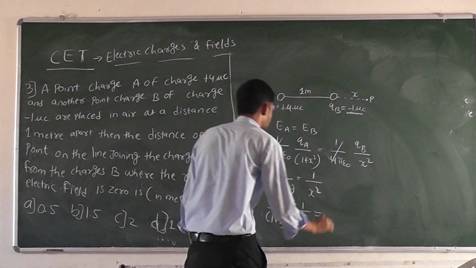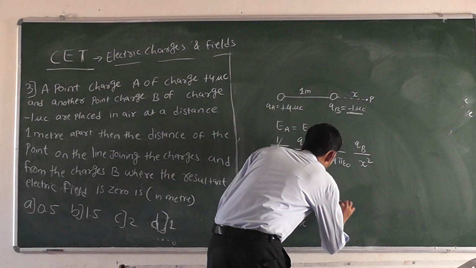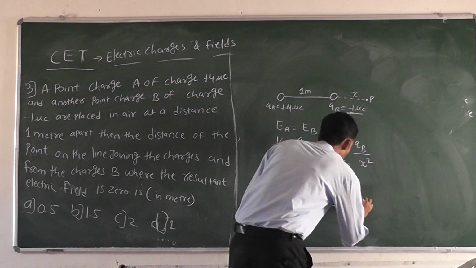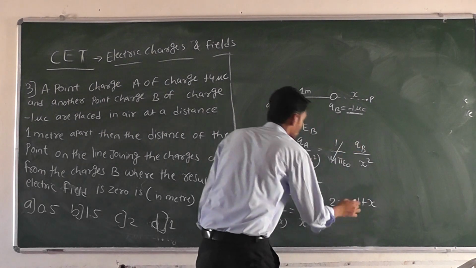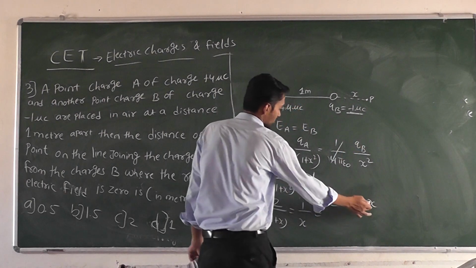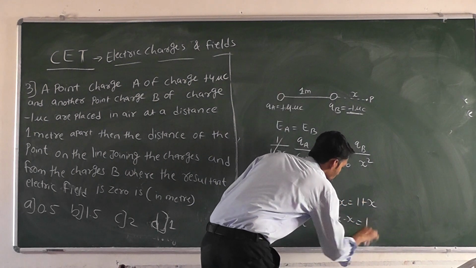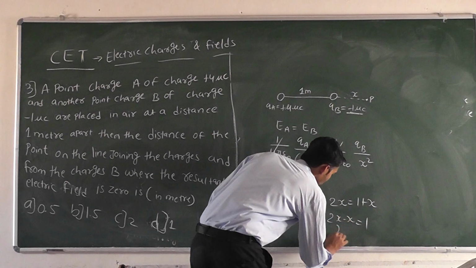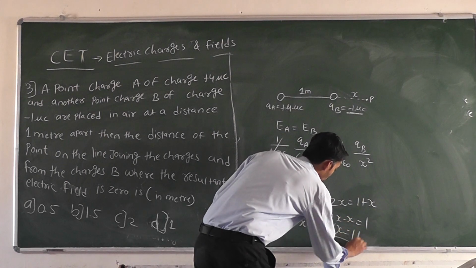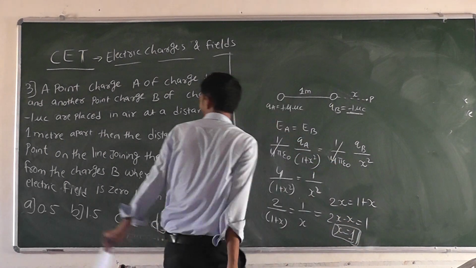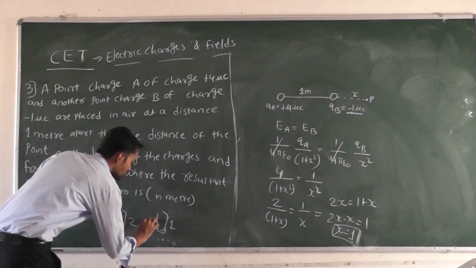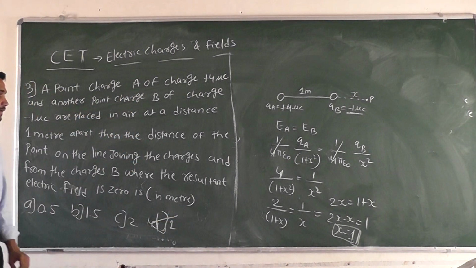Next, 2x equals 1 plus x. Taking x to this side, 2x minus x equals 1, so x is equal to 1. So what is our answer according to these four options? Option D is right.